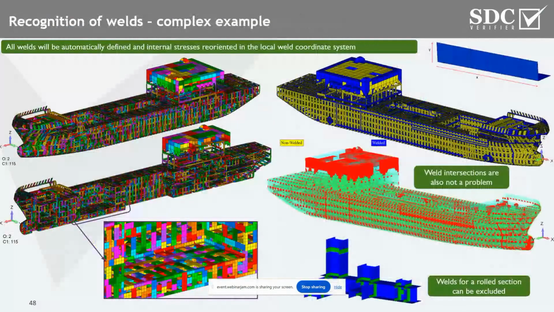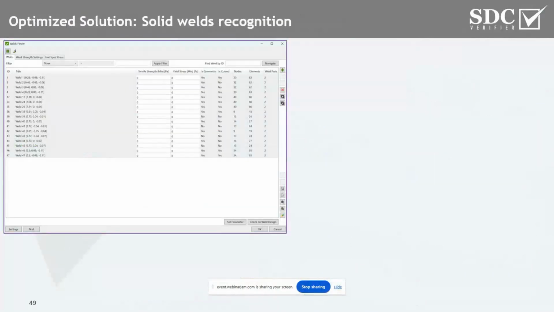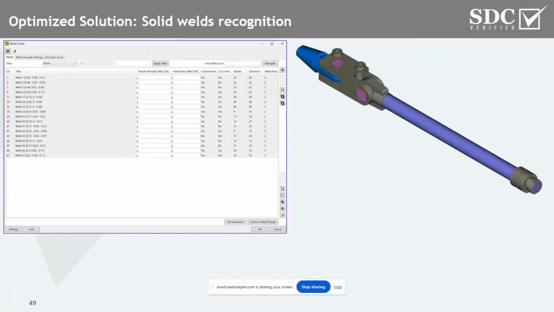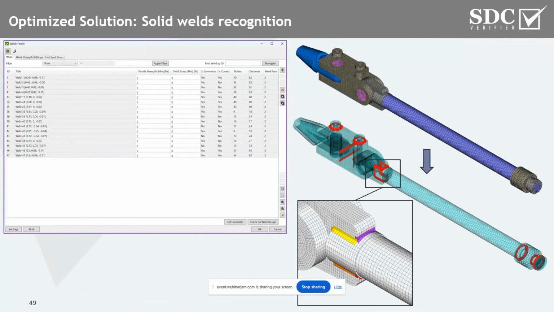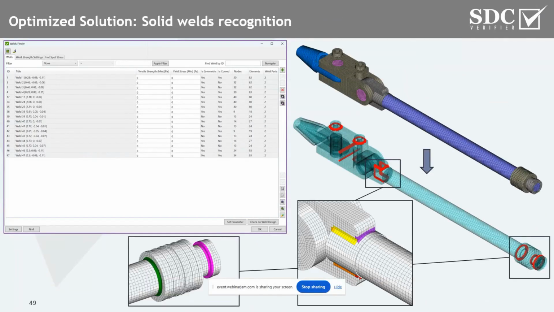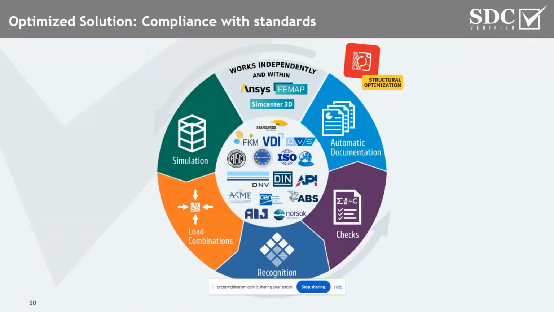For example, like in case with the ship where all the welds are recognized. Or, for example, extended to the solid models, because for solids, this is always a challenging part to recognize your welds. However, software does it successfully in this case.